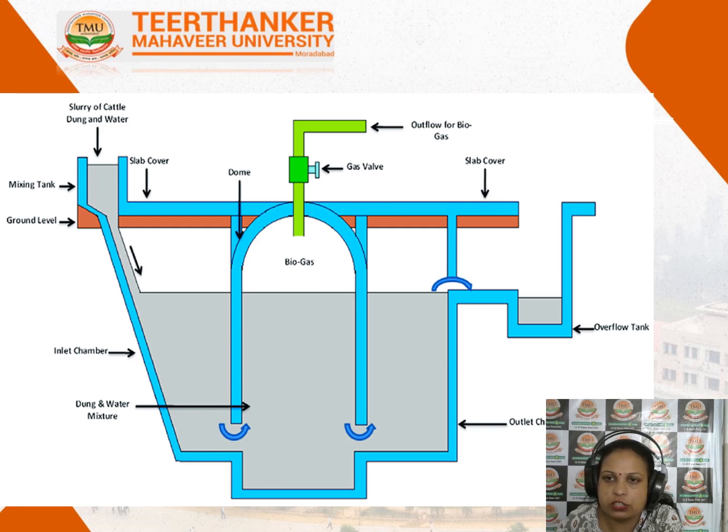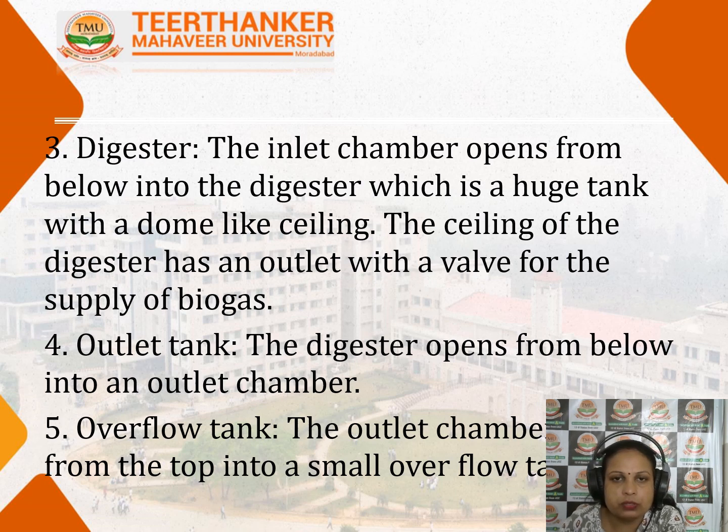so it can be used in the soil for fertilization purposes. Now the inlet chamber opens below the digester, which is a huge tank that has a dome ceiling. That is why it is called the dome type. The ceiling of the digester has an outlet with a valve for the supply of gas. The digester opens from below into the outlet chamber, and last is the overflow tank. From the top, a small amount overflows into this overflow tank, and this spent slurry is removed.